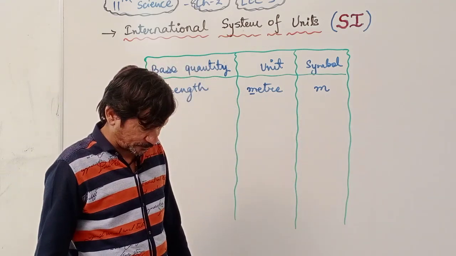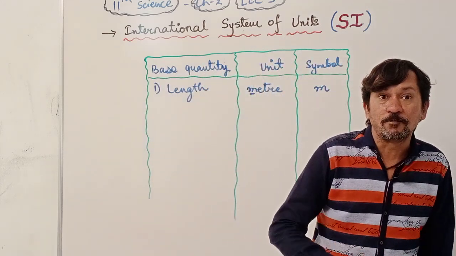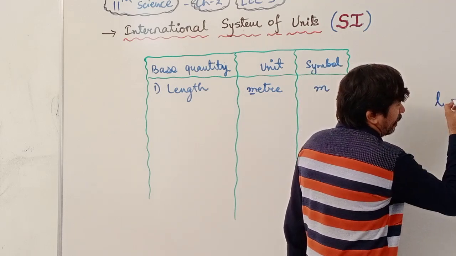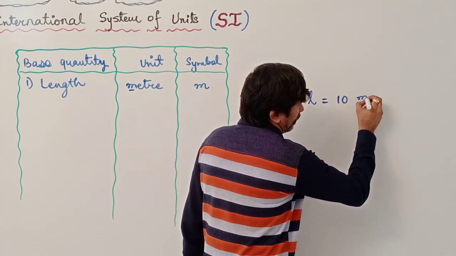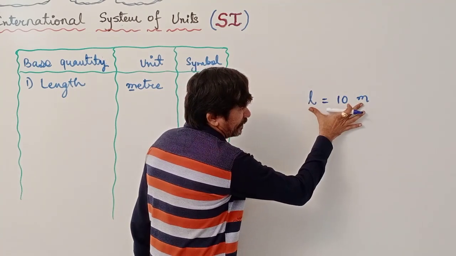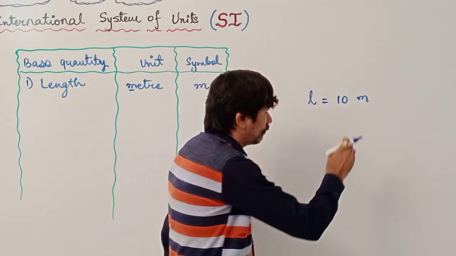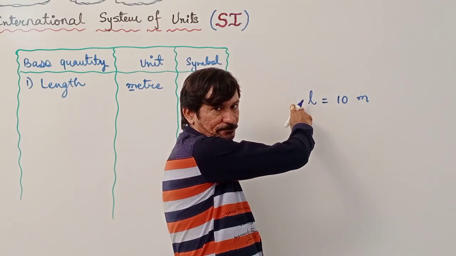For example, if we are asked to write the length of a room, then we will say that the length of the room is L equals 10 meter. This is the main difference between L and m. L is a symbol of a physical quantity, while m is a symbol of a unit of that physical quantity.